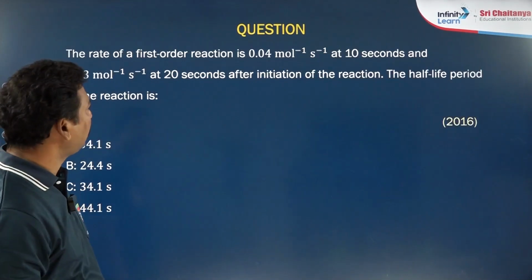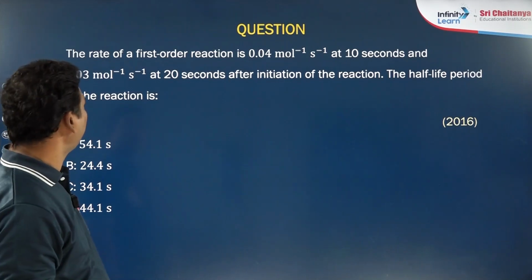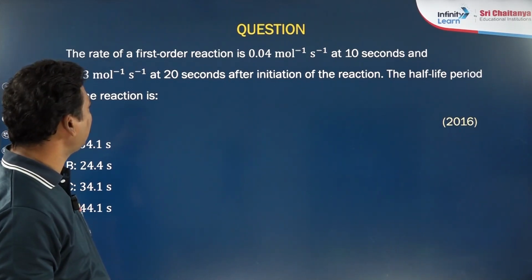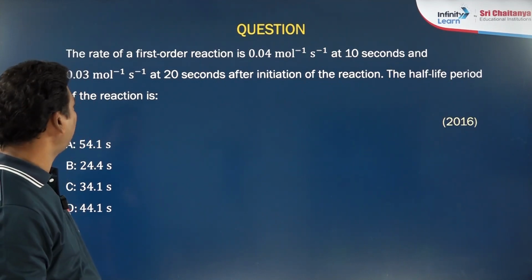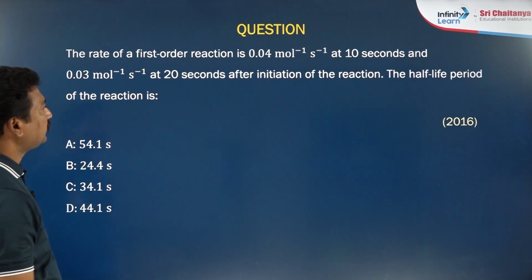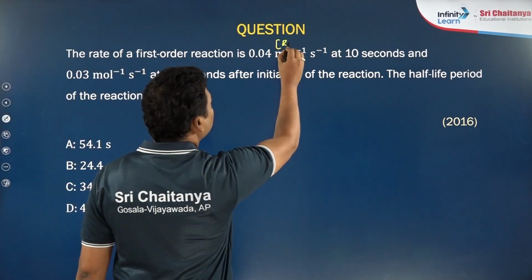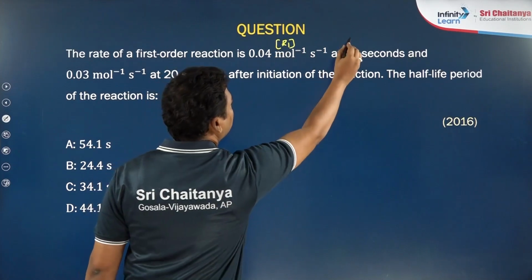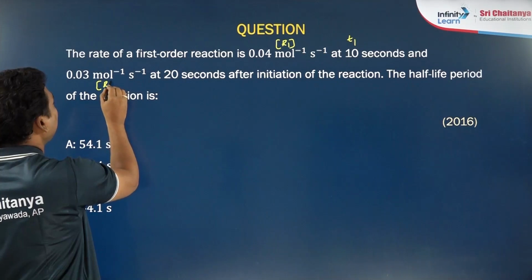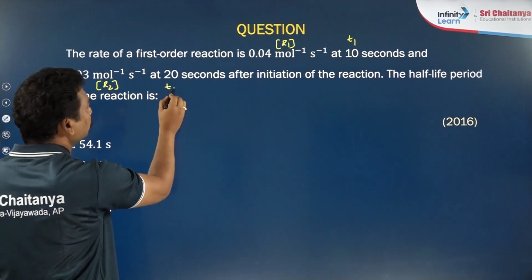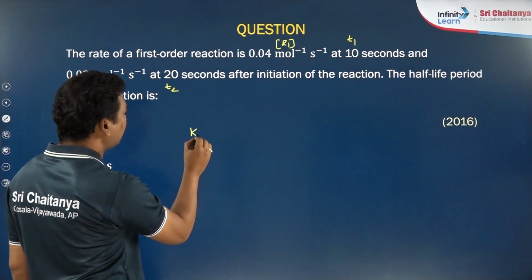Going to the next one. The rate of the first order reaction is 0.04 mole per second at 10 seconds and 0.03 mole per second at 20 seconds after initiation of the reaction. The half-life period of the reaction is? My dear students, here they have mentioned the concentration of the reactant at a given time T1. They also mentioned the concentration at another time T2. Asking about the half-life. Let us calculate the rate constant first.